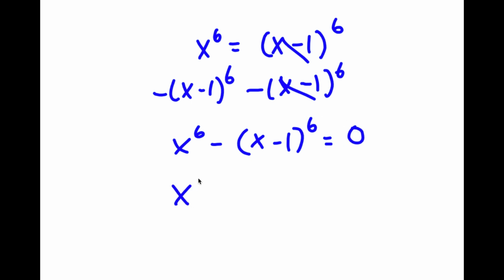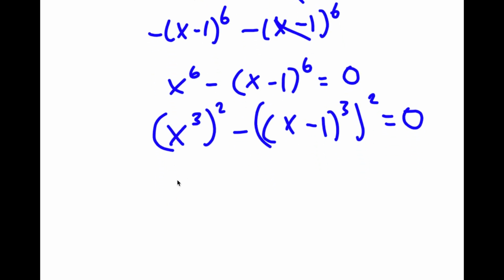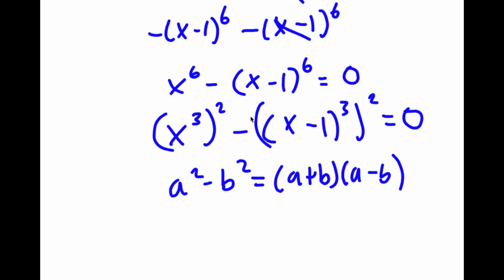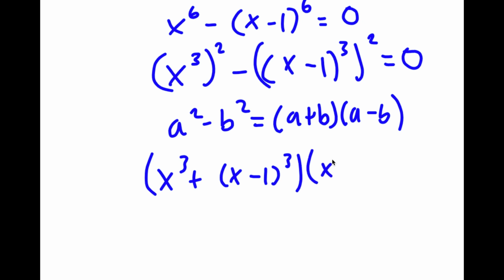Now I'm going to rewrite this as (x to the power of 3) squared minus ((x minus 1) to the power of 3) squared is equal to 0. And if I have something in the form a squared minus b squared, this is equal to (a plus b) times (a minus b). So in this case, this can equal (x to the power of 3 plus (x minus 1) to the power of 3) times (x to the power of 3 minus (x minus 1) to the power of 3) is equal to 0.